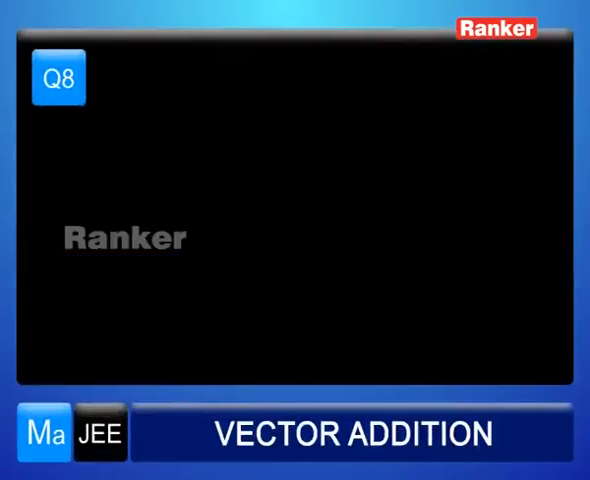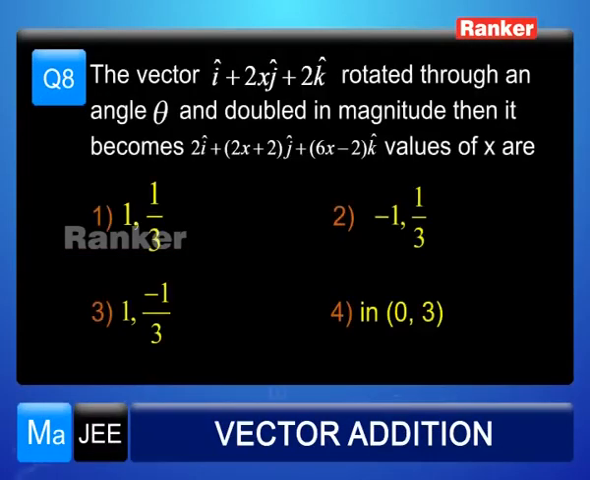Let's move on to the next question. Question number 8. If the vector i cap plus 2x j cap plus 2k cap is rotated through an angle theta and doubled in its magnitude, then it becomes 2i cap plus (2x plus 2) j cap plus (6x minus 2) k cap. Then the values of x are: first option 1 comma 1 by 3, second option minus 1 comma 1 by 3, third option 1 comma minus 1 by 3, and fourth option x belongs to the open interval 0 comma 3.